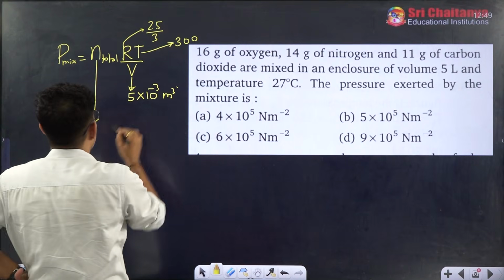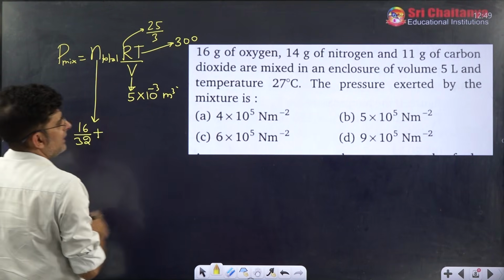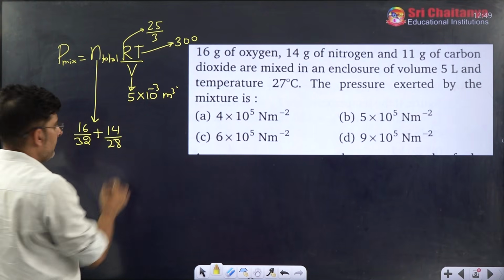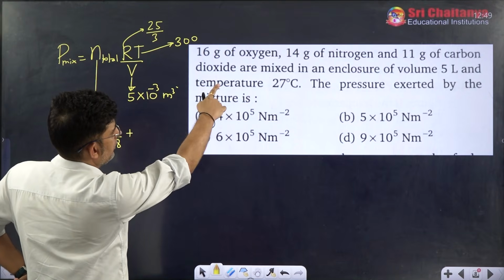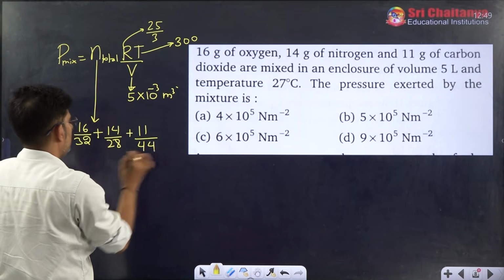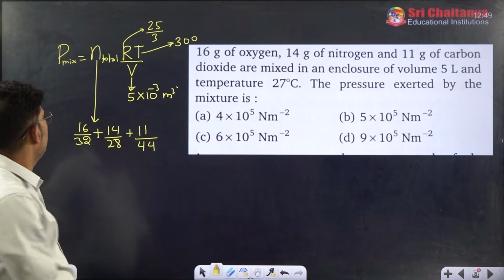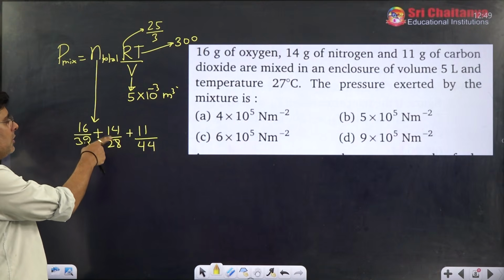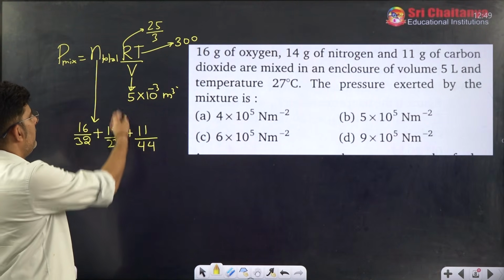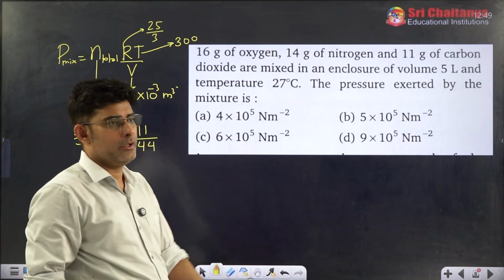For oxygen, the number of moles will be 16 grams, so 16 by 32. Then we have 14 gram nitrogen, so 14 by 28 for nitrogen. And then we have carbon dioxide, they have given 11 grams, so 11 grams divided by 44. So from here you will get the value of P mixture easily. You can see 1 by 2, 1 by 2 and this is 1 by 4, so 5 by 4 moles we have. 5 will also cancel, and 3 and 300 will also cancel. Very simply you can get the answer for this, okay?